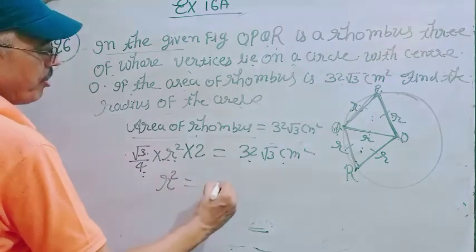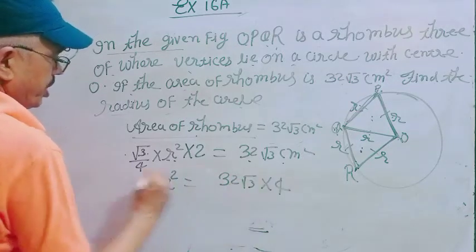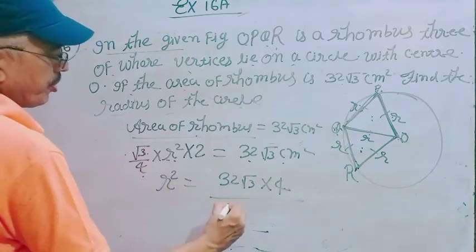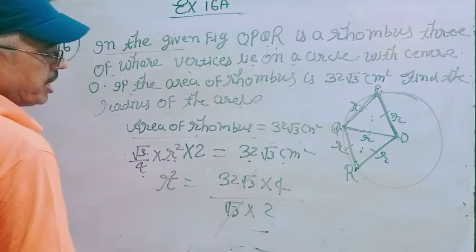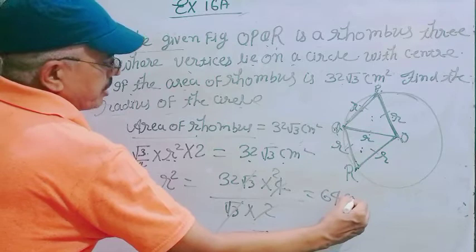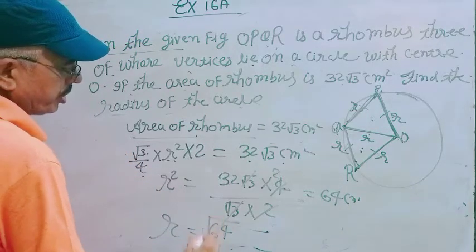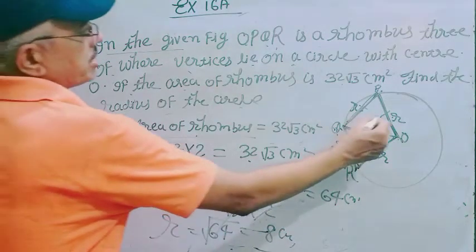So what is the value of r square? It is equal to 32 root 3 into 4, then divide, going to that side, that is into 4 by root 3 and into 2. Root 3 cancels, and 2 to the 4 makes 64 cm square. So what is r? r is the square root of 64, that is 8. So 8 cm is the radius of this circle.